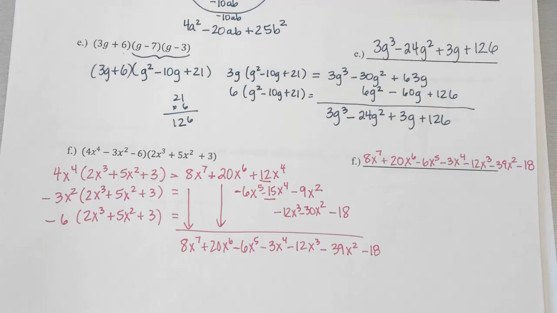And your final answer is 8x to the 7th plus 20x to the 6th minus 6x to the 5th minus 3x to the 4th minus 12x cubed minus 39x squared minus 18. Okay, so I want you to take a moment right now if you need to look that over.